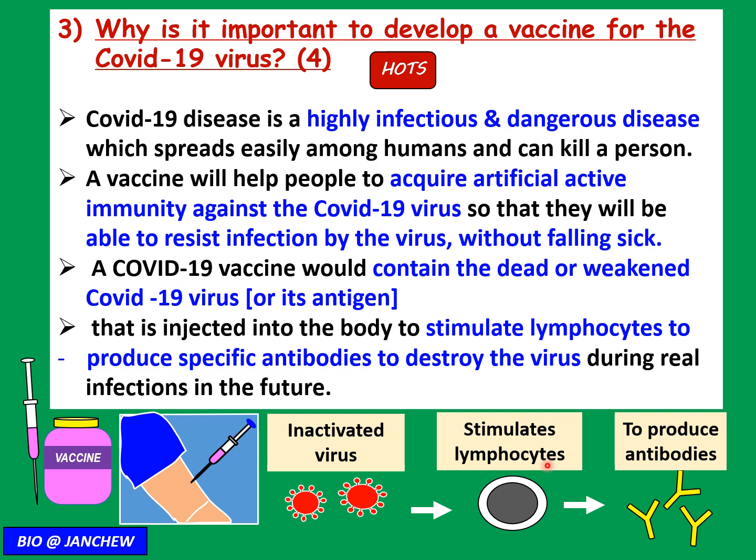Okay, so the lymphocytes are the cells that are stimulated to produce the specific antibodies to destroy the COVID-19 virus, should the inactivated form of the COVID-19 virus be injected into the body. So when it's inactivated, the person will not fall sick because of the virus, but he will be able to produce the antibodies to destroy the virus. So this is a form of artificial active immunity.